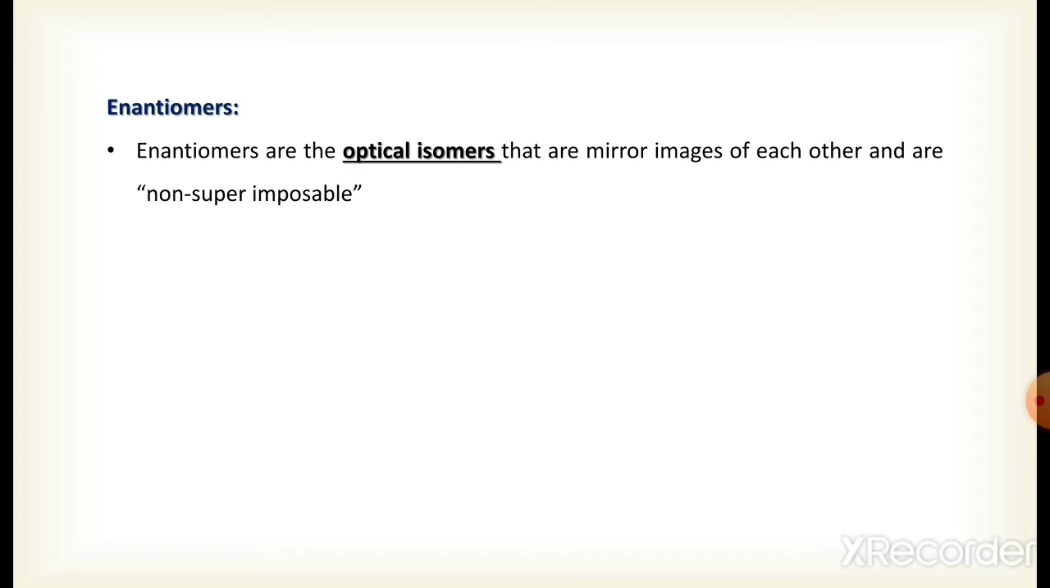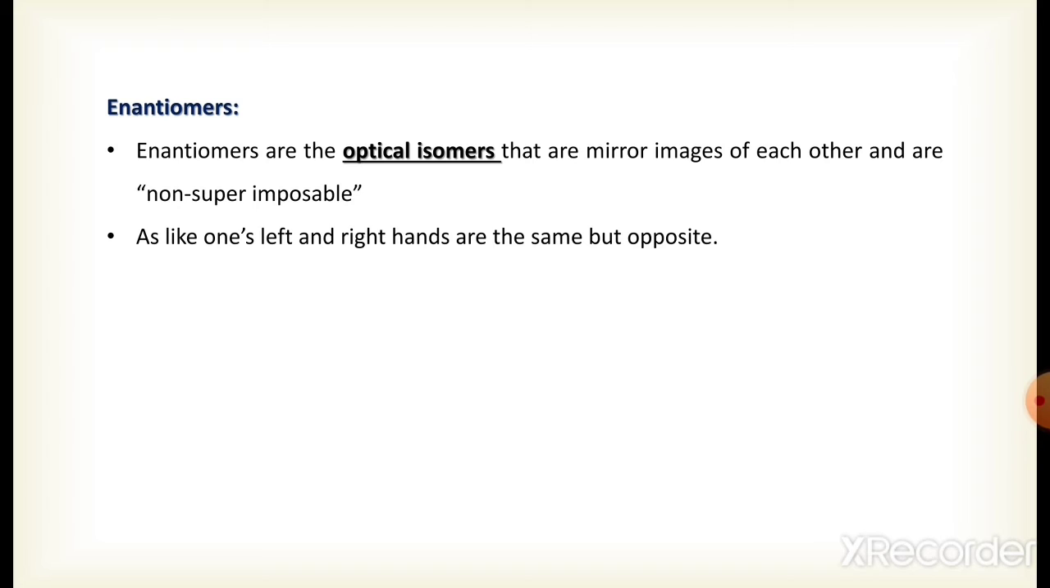Enantiomers are the stereoisomers or optical isomers that are mirror images of each other and are non-superimposable, means they are not identical, much as one's left and right hands are the same but opposite. Just like our hands, the right hand and the left hand are the same but they are opposite. So enantiomers are the optical isomers because they are mirror images of each other and they are non-superimposable.